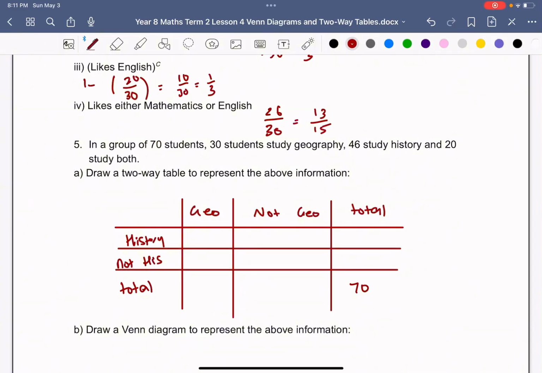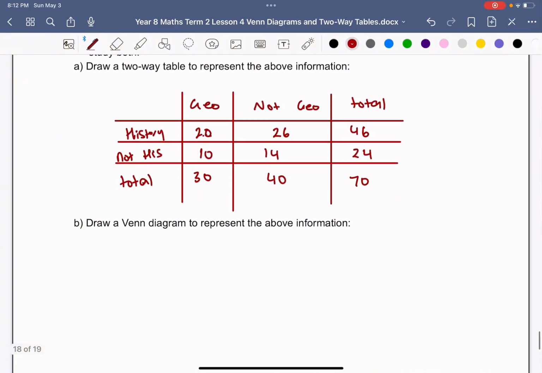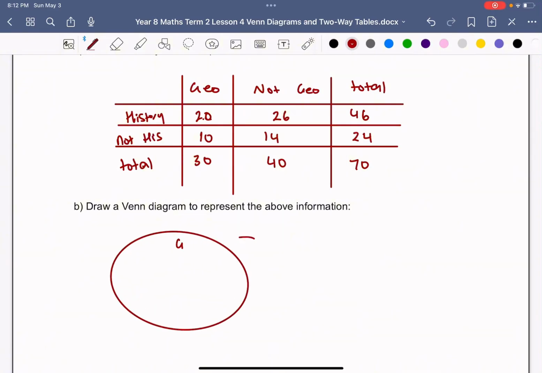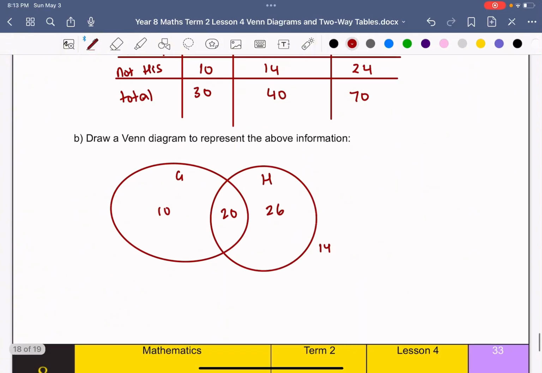Ones that liked both geography and history was 20. Now there were 30 that liked geography and 46 that liked history. That leaves me with 26 over here, 10 over here. I can also fill in the rest of my table. This would be 40, then this would be 14, and this is 24. Now we're going to draw a Venn diagram to represent the information as well. So I'm going to draw my 2 circles for geography and then also for history. I know that 20 liked both, which left me with 10, 26, and then 14 that liked neither.